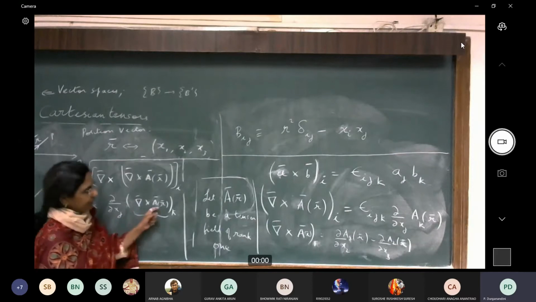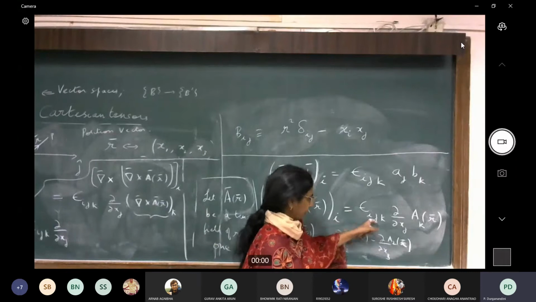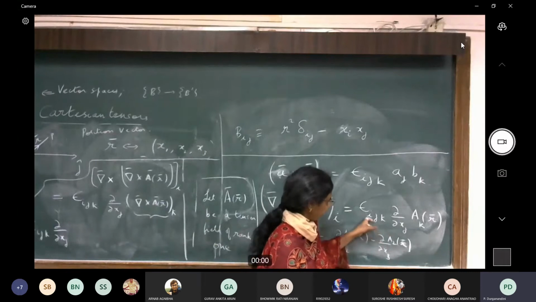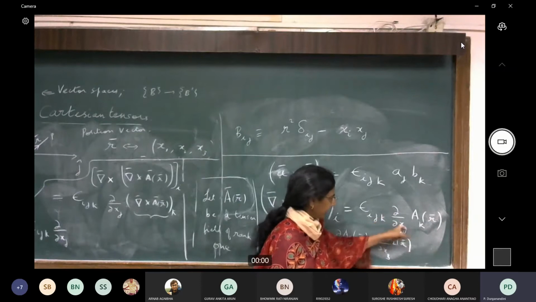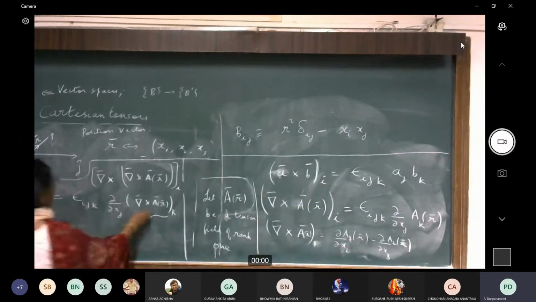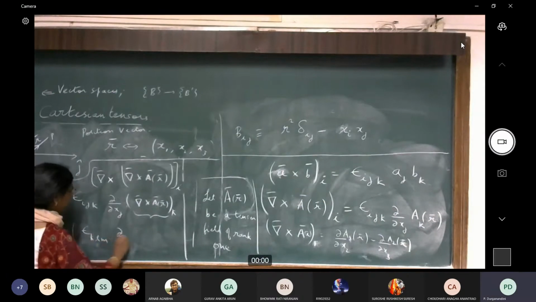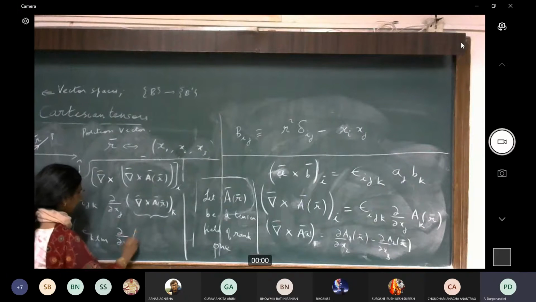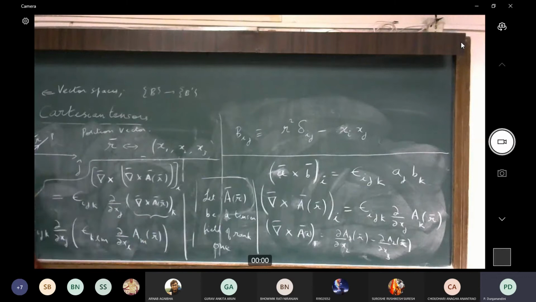The kth component of del cross A, so instead of i I must have k here. So I will have k here, then I have these repeated summations. So I use k here, then I can use l, m. So then I can say del by del x_l of A_m of r. Agreed? So I can write this as epsilon_klm del by del x_l A_m of r. Is this clear?